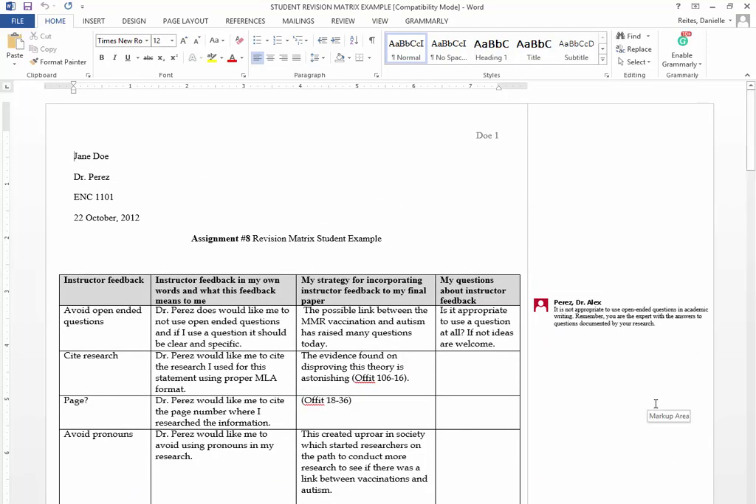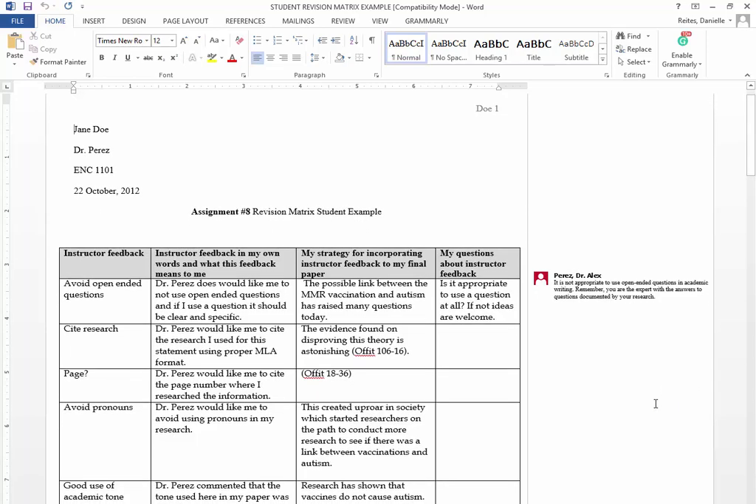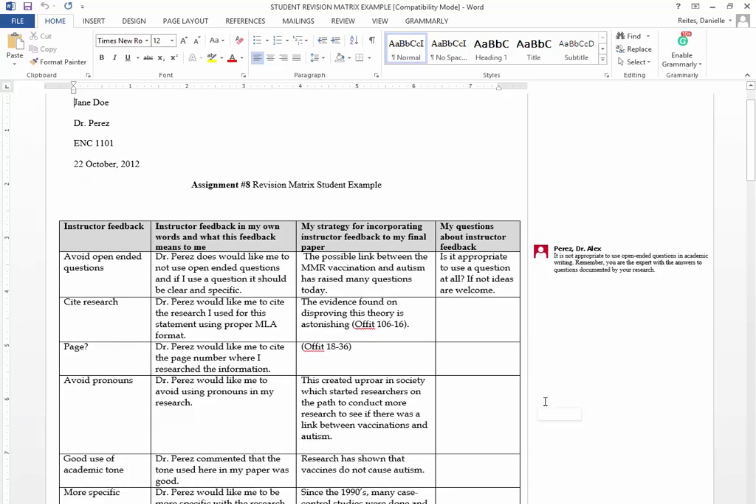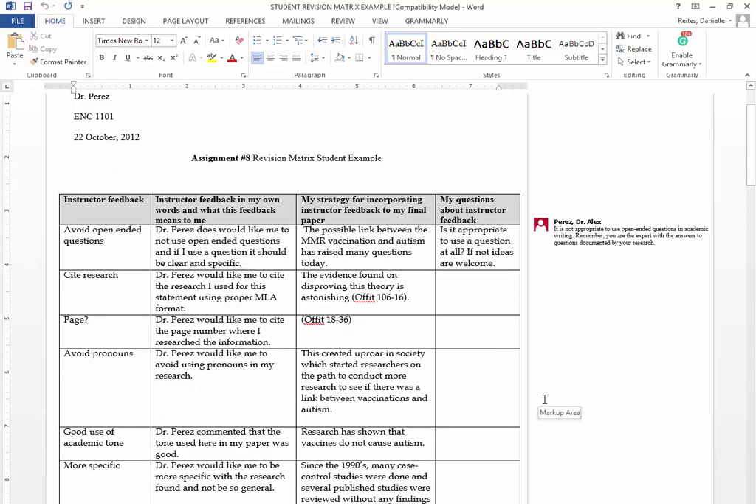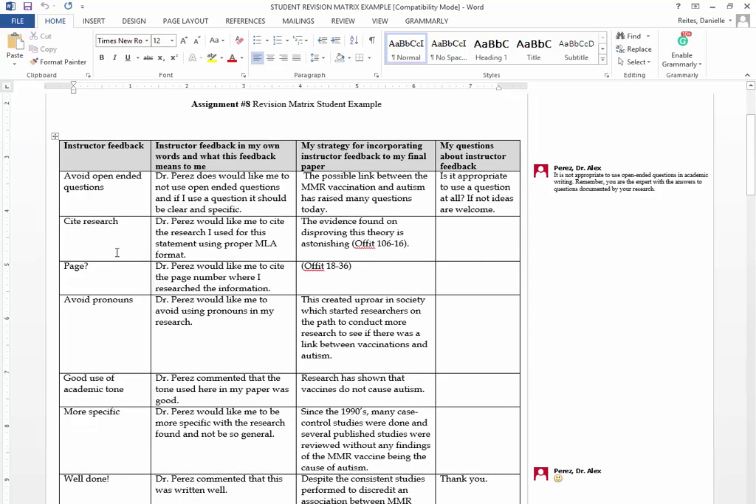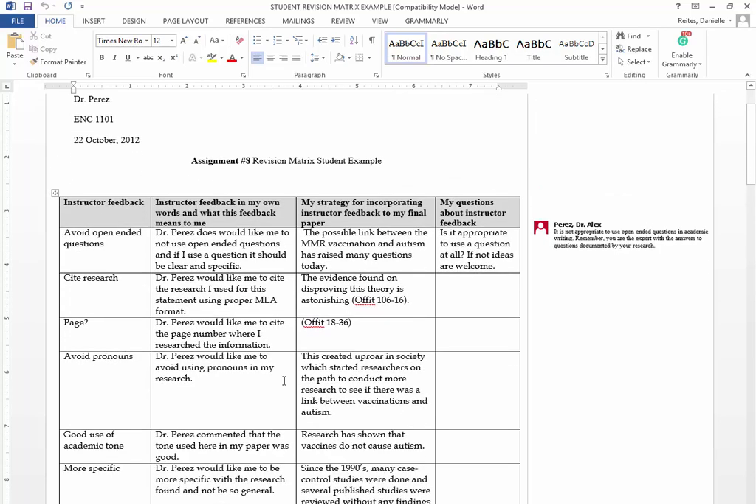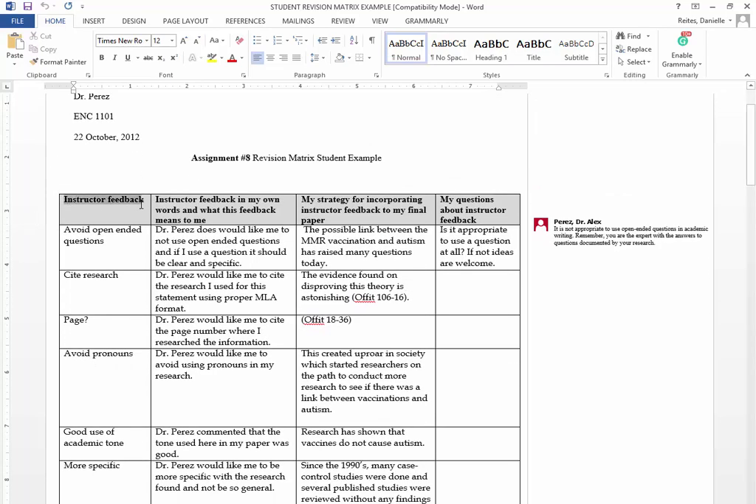I think it's so helpful for understanding instructor feedback. In addition to their essay, Dr. Perez has students go through his comments and see instructor feedback, and copy and paste them, since he does everything in Microsoft Word, into this table, and then all these are blank. So when the student gets this table, it's blank, except it has instructor feedback, in my own words, my strategy for incorporating instructor feedback into my final paper, my questions about instructor feedback.